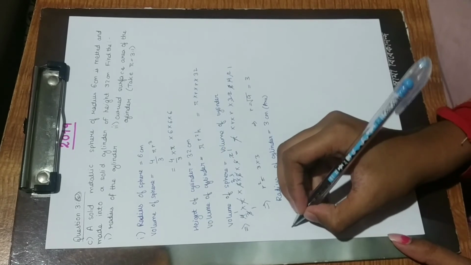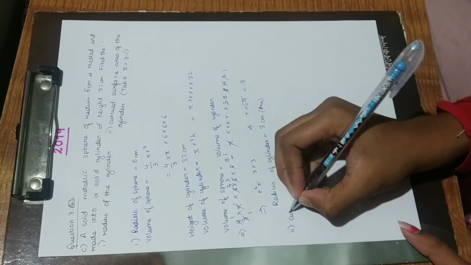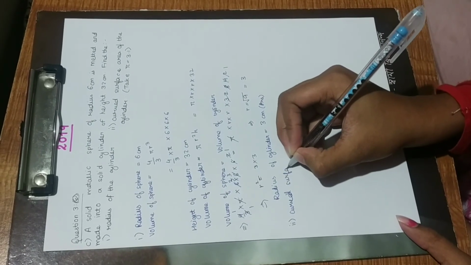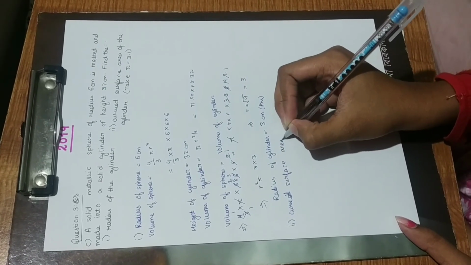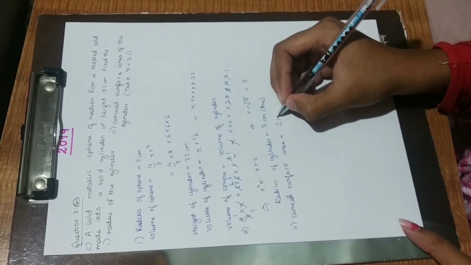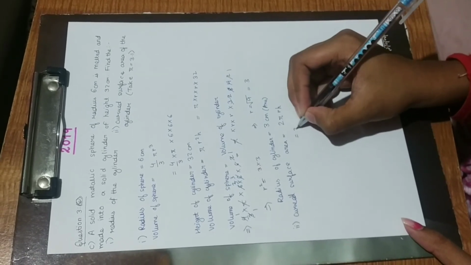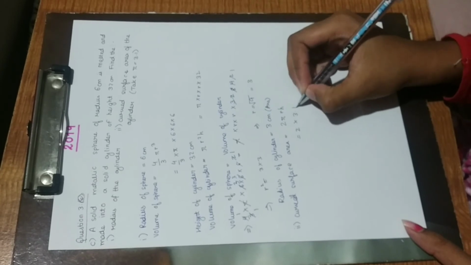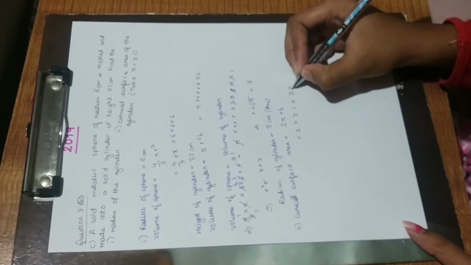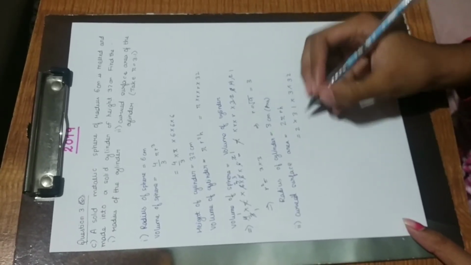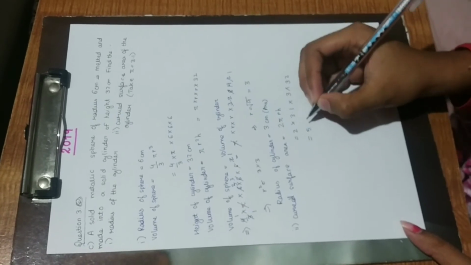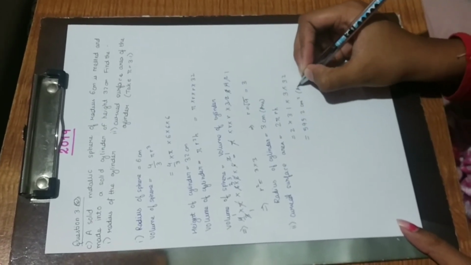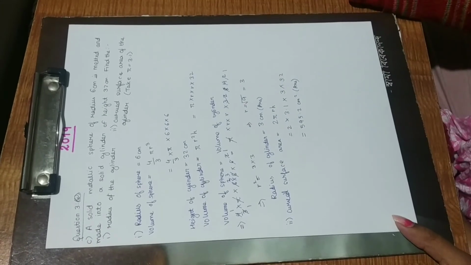Now we have to find the curved surface area of the cylinder. The formula is 2 pi rh. Pi, we have to take 3.1 as it has been given in the question. R is 3 and h is 32. After solving this, we are getting 595.2 cm².